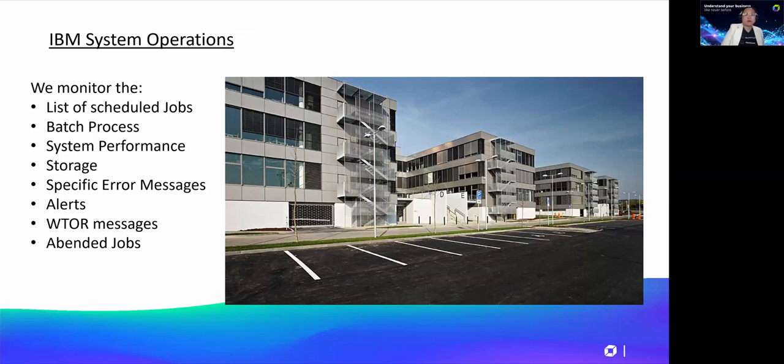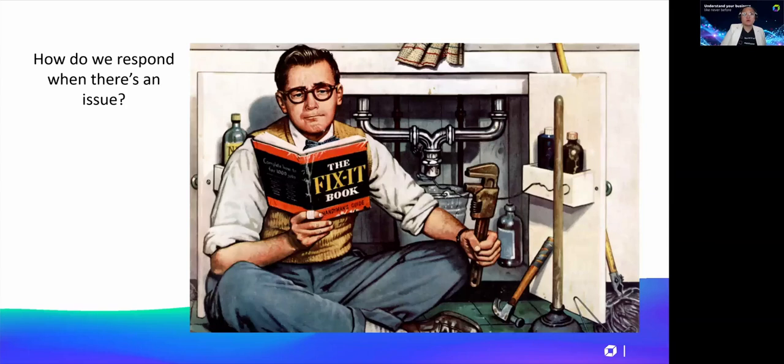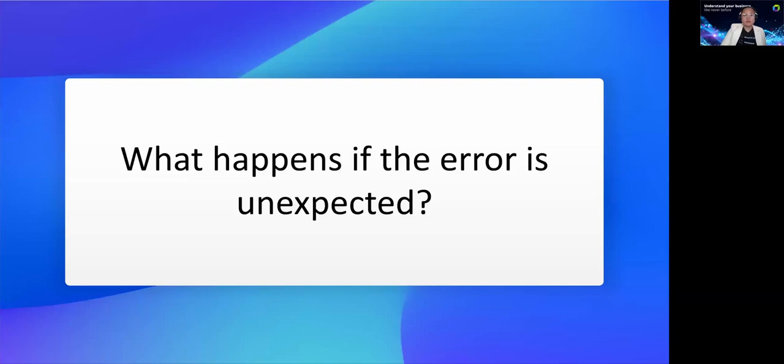And whenever we monitor and there's a situation or an issue, the normal response that we do as sysops is we have this documentation, this fix it book, and we look at the documentation and we see, this is the error message, this is what we're gonna do, the step-by-step process, and that's how we handled things before. But what happens if the error is actually unexpected? Like there's nothing in the documentation, you don't know what's happening.